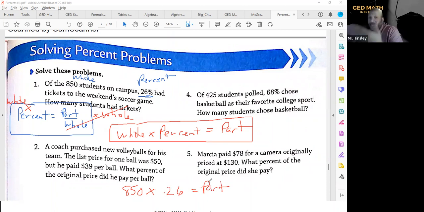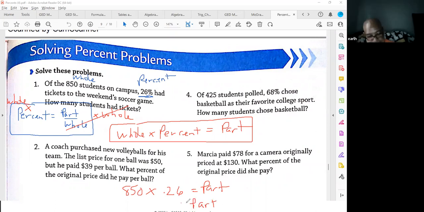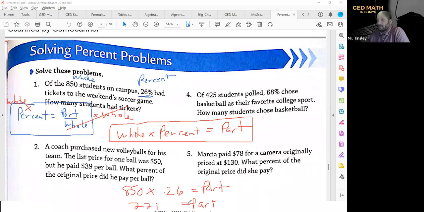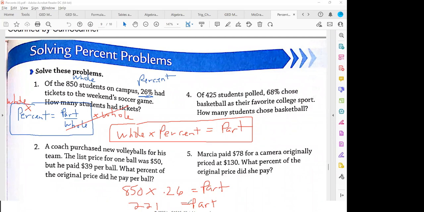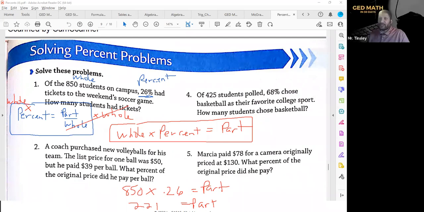You grab your calculator and you multiply 850 times 0.26. Tell me what you get. 221. So how many students have tickets? 221 people. That's all you need to do for any percent problem. Identify what you know, and then you manipulate the formula or modify the formula to fit what you need.